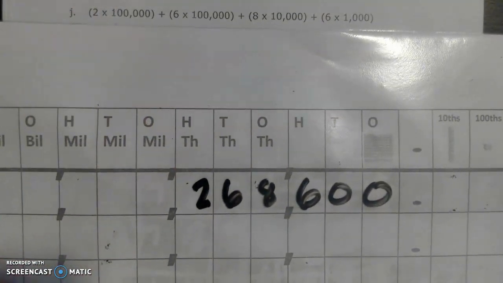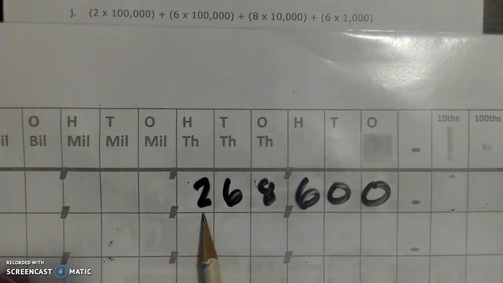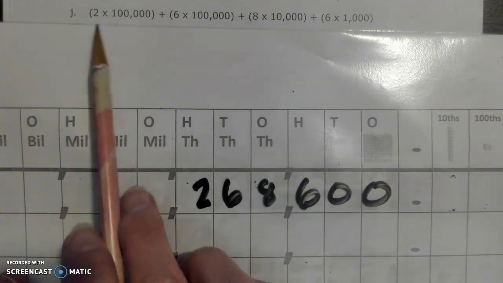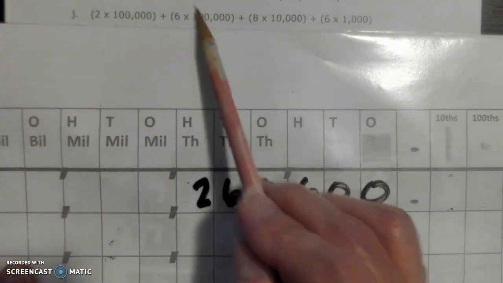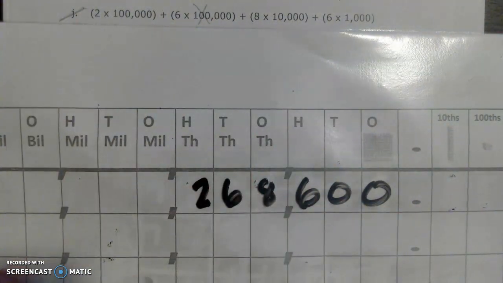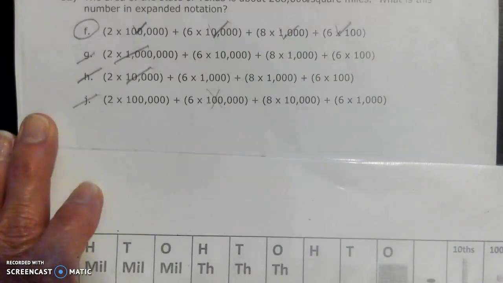All right, the next part says 2 in the 100,000s place. That's true. Then 6 in the 100,000s place. We can't have 2 digits in the same place value. So though this is correct, this is not, and therefore the answer choice is incorrect. And your final answer is F.